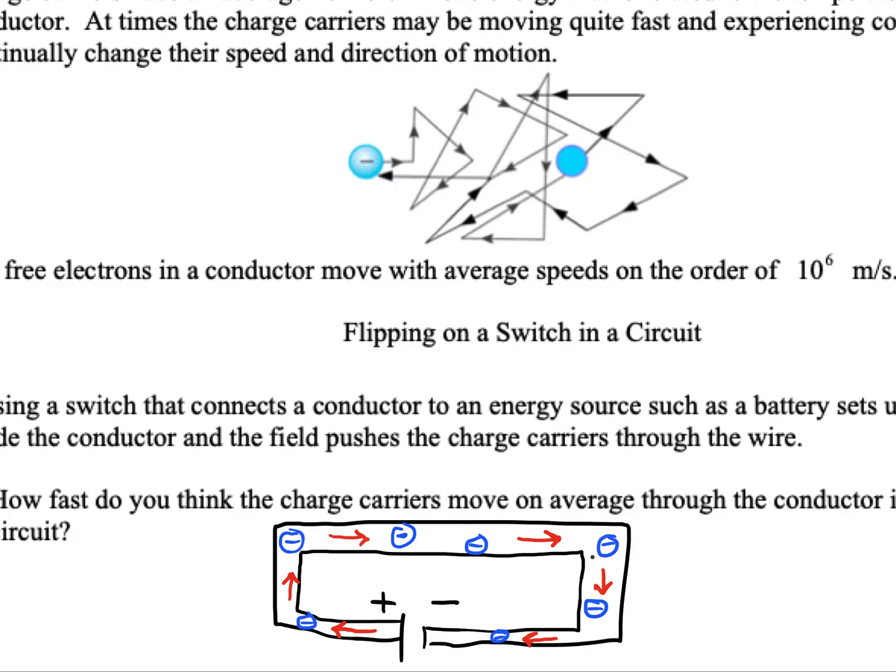So if we zoom in here, not every electron is going to move exactly 180 degrees opposite the field. It'll actually bounce around quite a bit. But what we see is that on average, they tend to drift against the field.